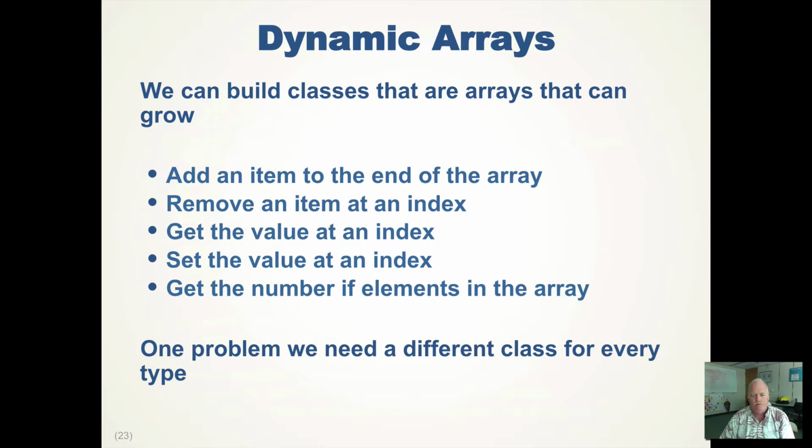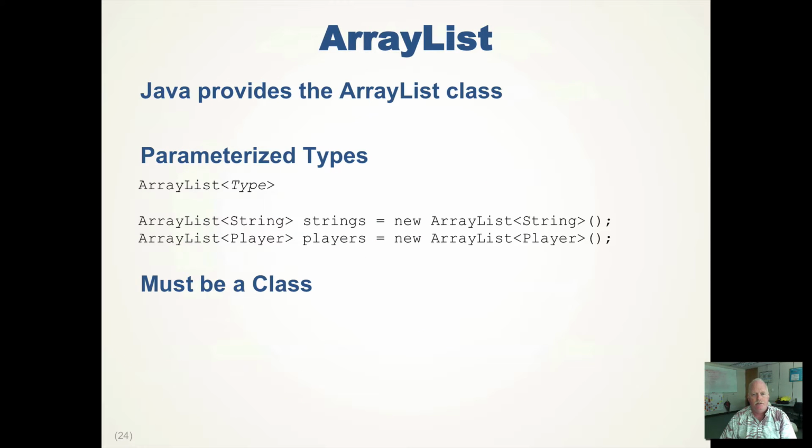The problem is we would have to write a class for every type that we wanted to use these dynamic arrays, and that would just be a huge pain. So luckily, Java supplies a class called ArrayList that does it for us, and it's a parameterized type, which means you have the less than and the greater than sign, and you say the type.